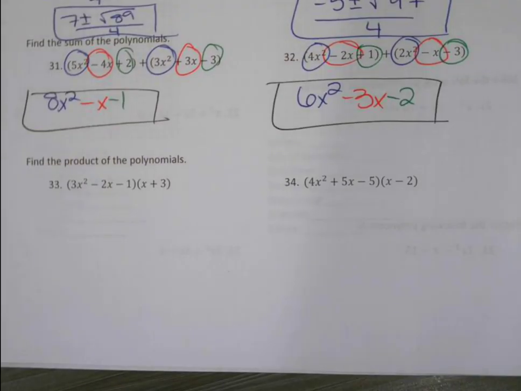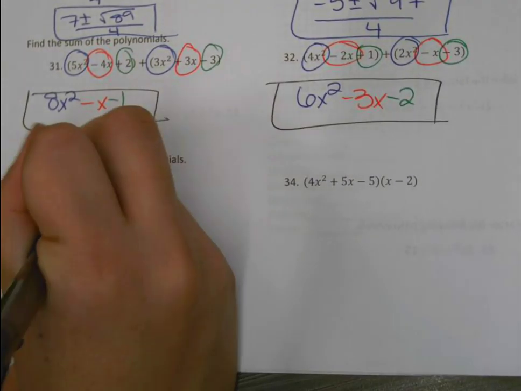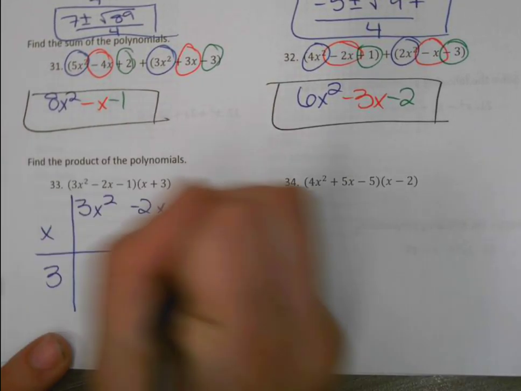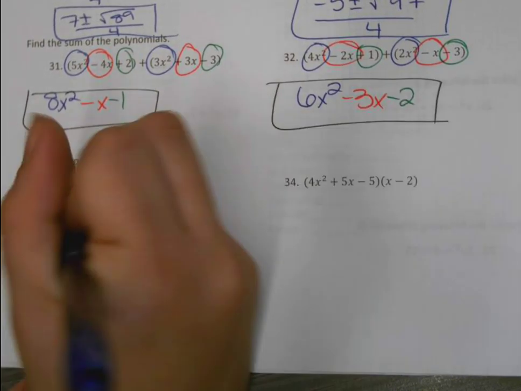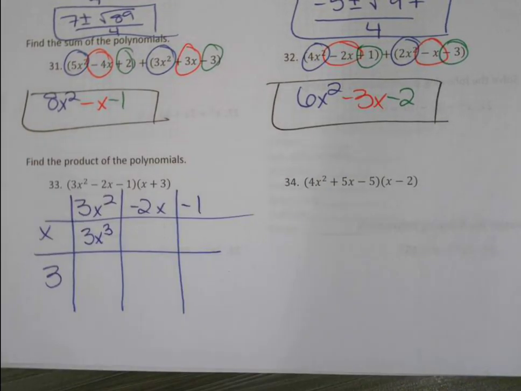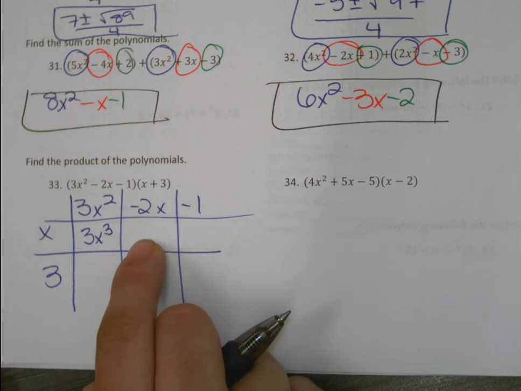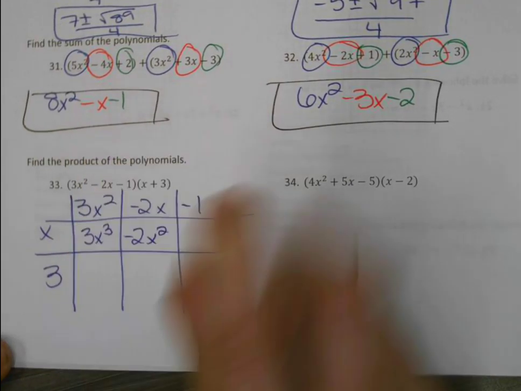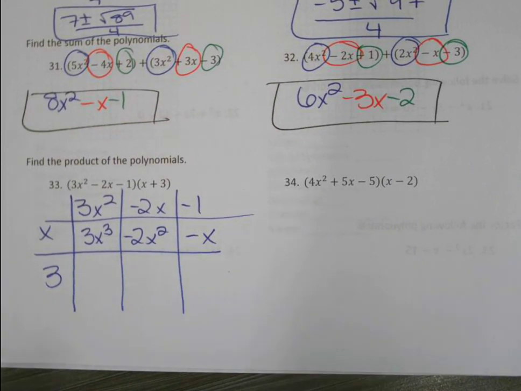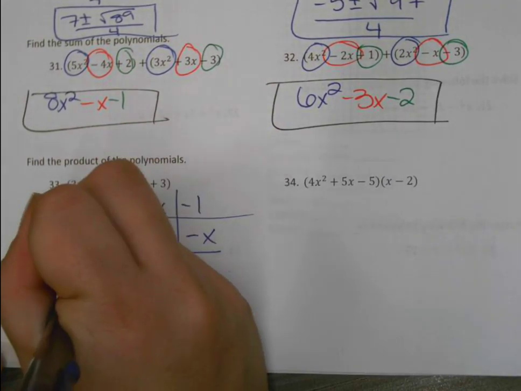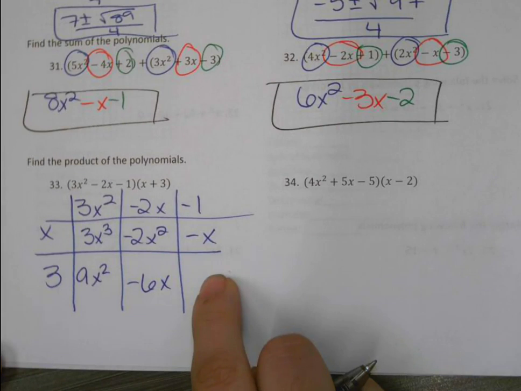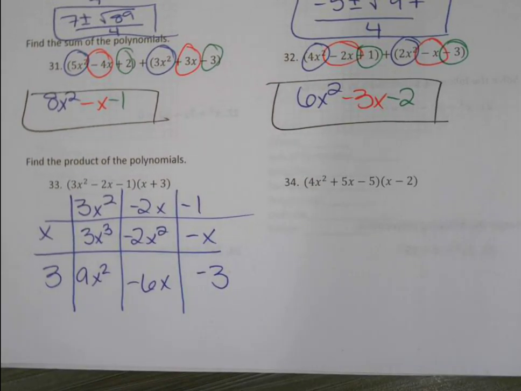On 33 and 34, it's finding the product, so this means I use the box method. So in the first square I get 3x cubed. Remember, I add the exponents and I multiply the big numbers. Over here I get negative 2x squared, negative x, or 1x. Over here, 3 times 3x squared, 9x squared, 3 times negative 2x, and 3 times negative 1.